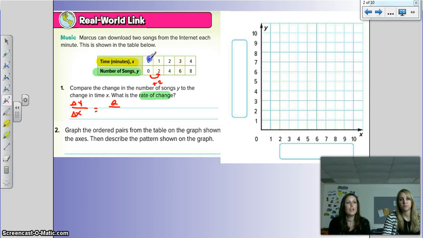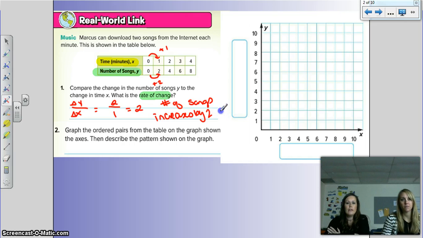And then change in X on my X row, it goes up by 1. So we would say that our rate of change is 2 over 1 or 2, or in words we would say the number of songs increases by 2 for every minute. Songs per minute. There we go.